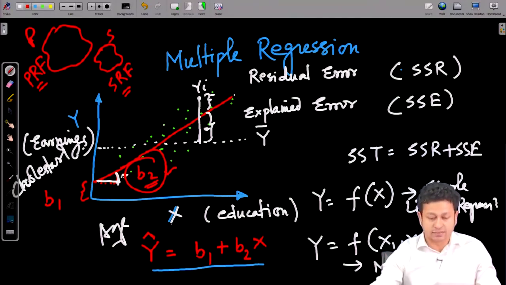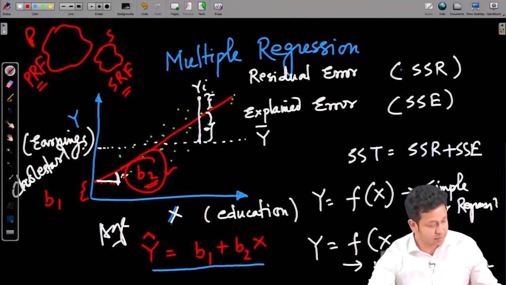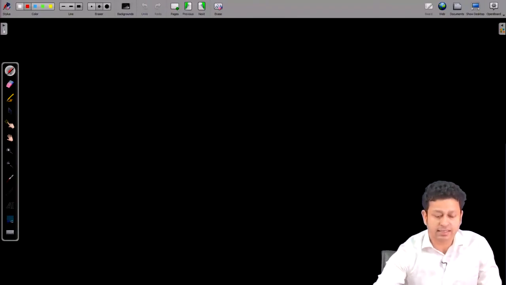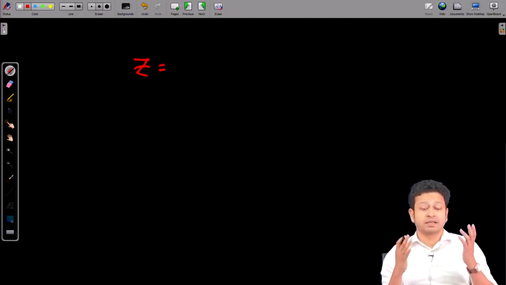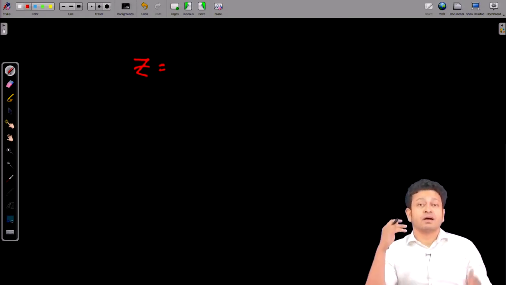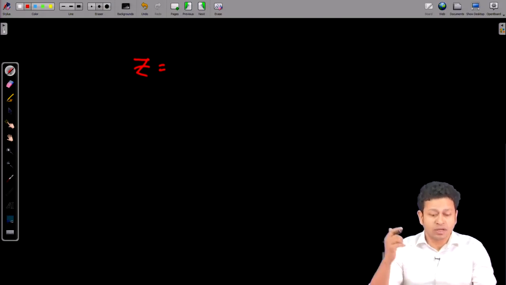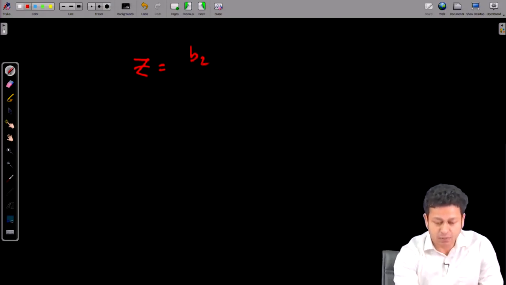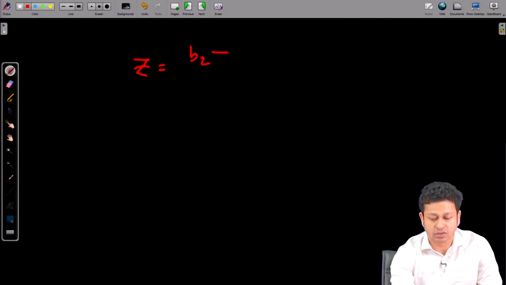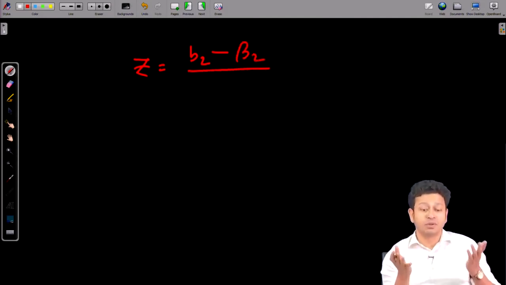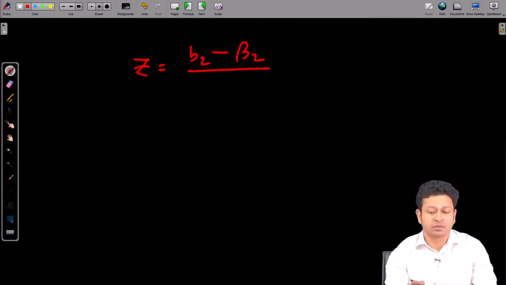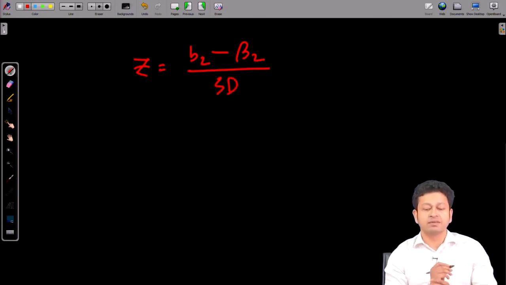Essentially we create some statistic. Let's say it's a Z statistic. If I'm using a normal distribution where my population parameters are known, I normally write b2, so this is my slope, and this is the population. If I would have known the population parameters, beta 2 would have been the population parameter, and you would have the standard deviation. That is how you would have gotten your z value.